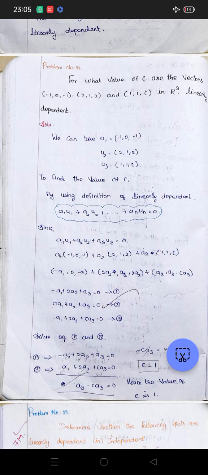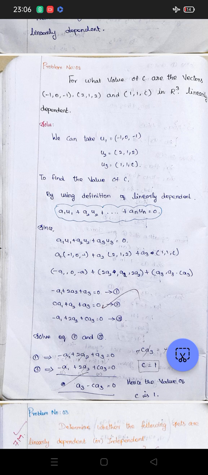So using the definition of linear independence, a1 u1 plus a2 u2 plus and so on up to an un is equal to 0. Here the problem gives 3 vectors only, so you can write a1 u1 plus a2 u2 plus a3 u3 is equal to 0. You can substitute the u1, u2, u3 vectors and multiply with the scalars a1, a2, a3, equal to 0.